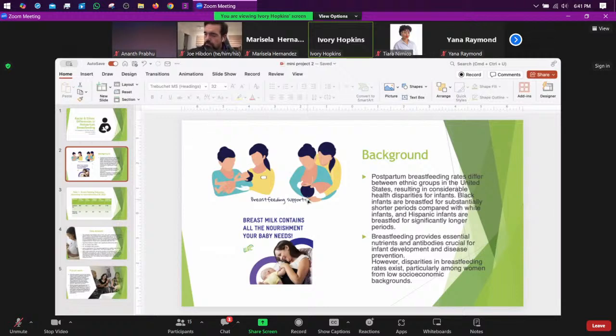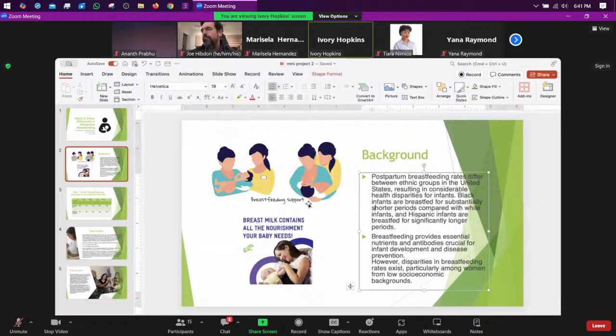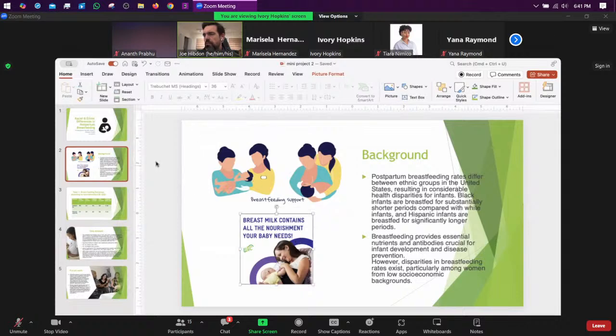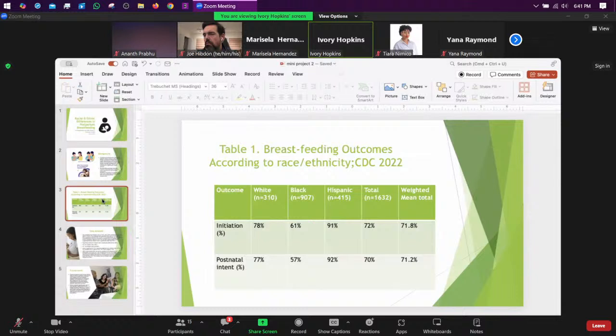Also, when you see the data, you will see that the disparities lie within Black individuals. If you click on the next slide, the 3 over here where your slides are, they'll move it to the next one if you want. You can see the next one.